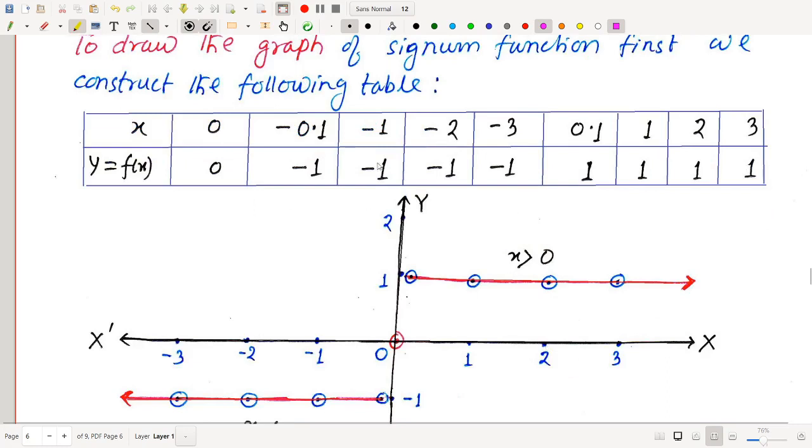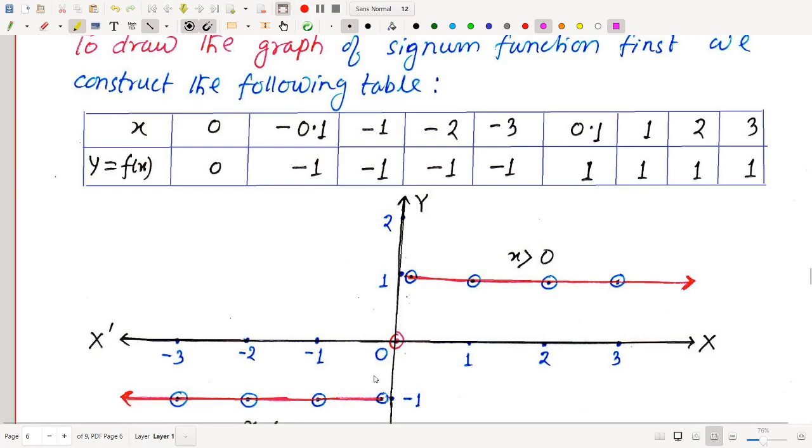So if we plot these points, first is 0, 0. This is the point 0, 0. This is the point corresponding to x is 0.1, y is 1. Then x is 1, y is 1, so this is the point 1, 1. This is the point 2, 1. This is the point 3, 1. So if we join, we get a straight line.